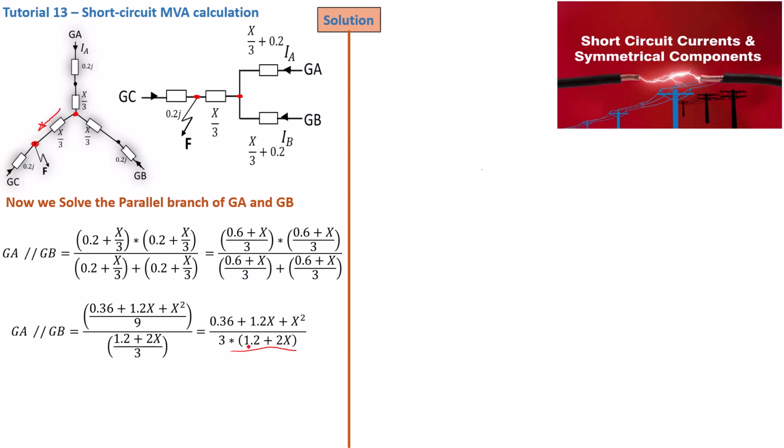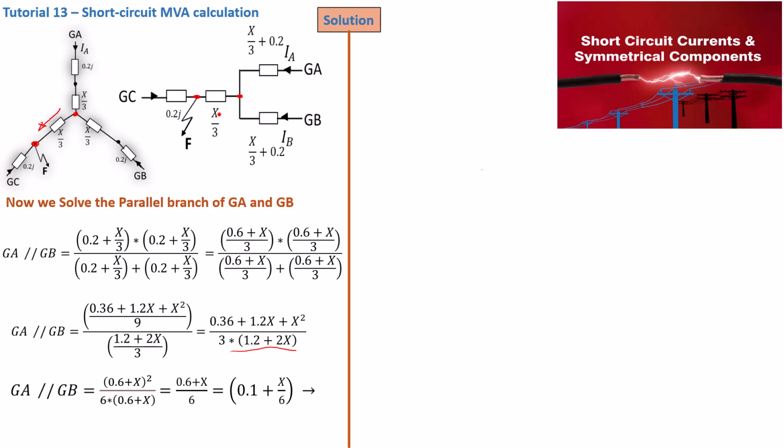And obviously you can further reduce this by multiplying the 3 into the bracket here, okay, and that will give you this expression that can be reduced to this expression. And finally, the parallel configuration of GA and GB will give you 0.1 plus X over 6. This is a simple algebraic manipulation you're doing here, but you have to be very careful, because if you get a wrong answer here, you're not going to find the correct value of X.